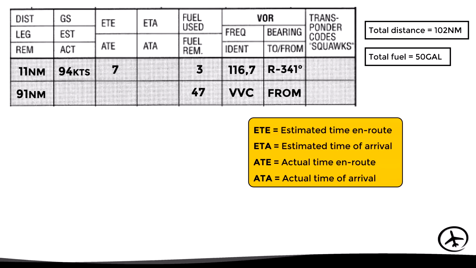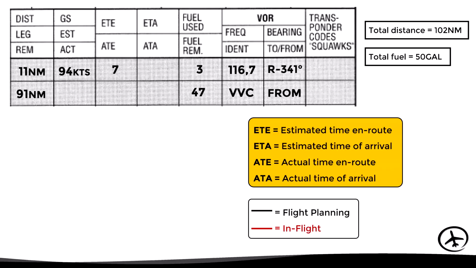Now, up to this point we have already completed all the fields required during flight planning. Let's now see how to fill the remaining data during flight. In this case, since we are departing from a controlled airport, the first thing that we will include here is the squawk or transponder code, which will be assigned by the control tower before departure, and in this case it is 1024.